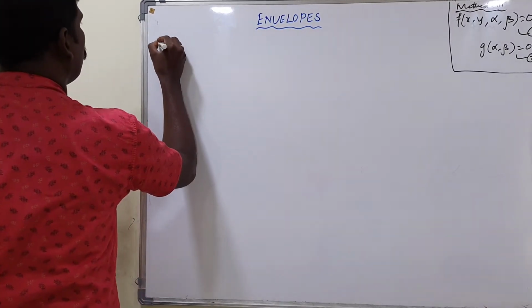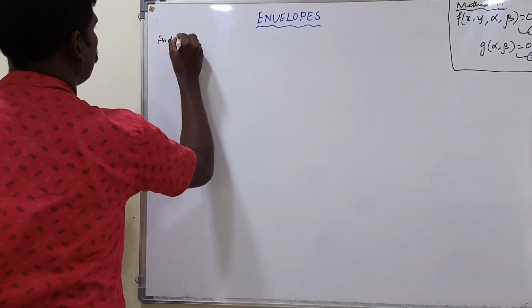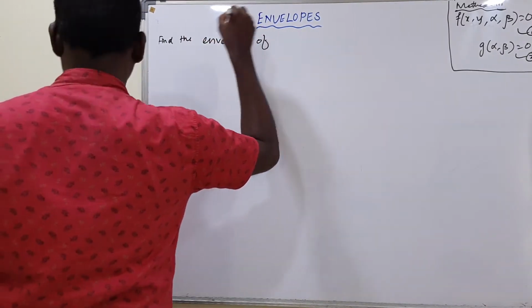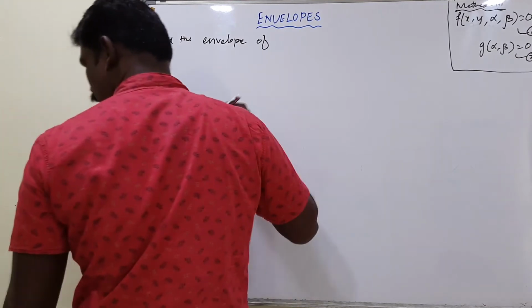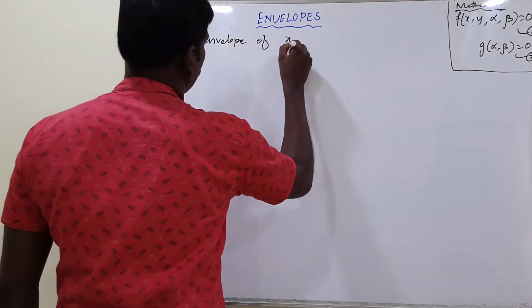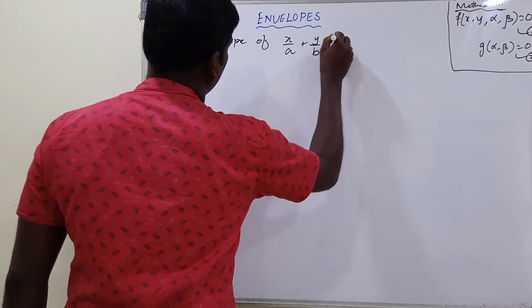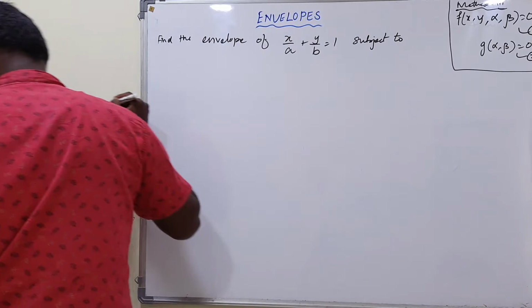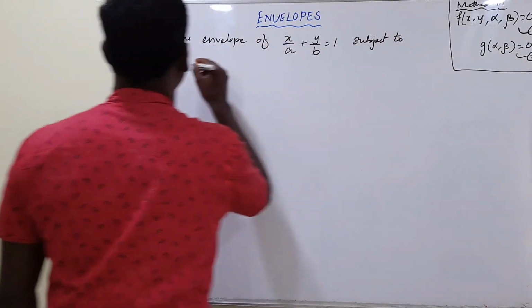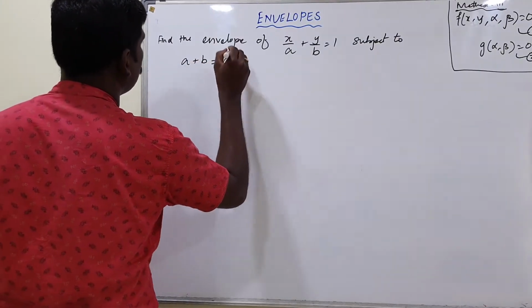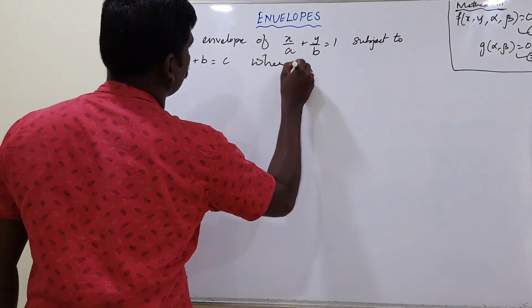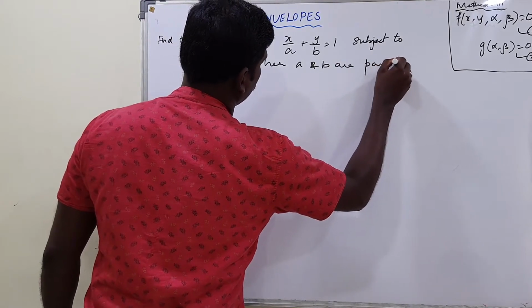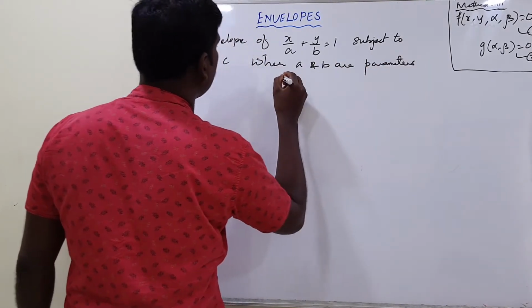Find the envelope of x/a plus y/b equal to 1, subject to a plus b equal to c, where a and b are parameters and c is a constant.